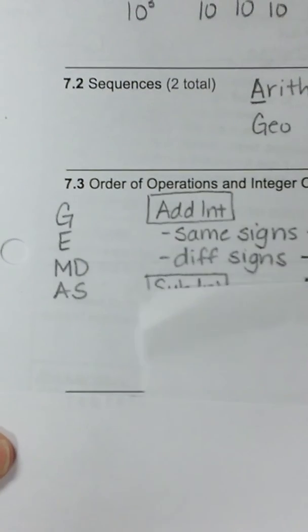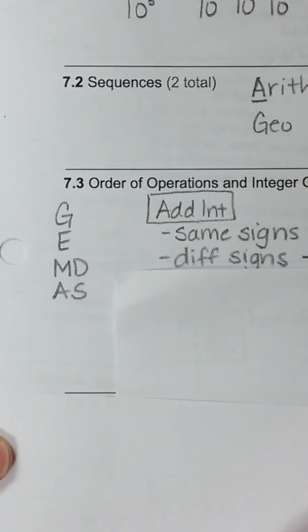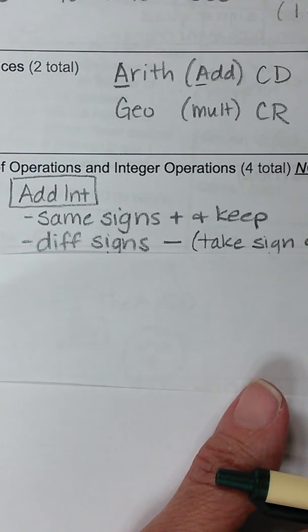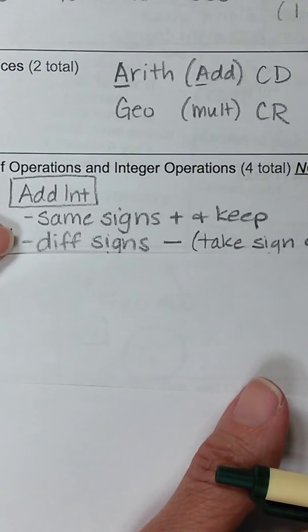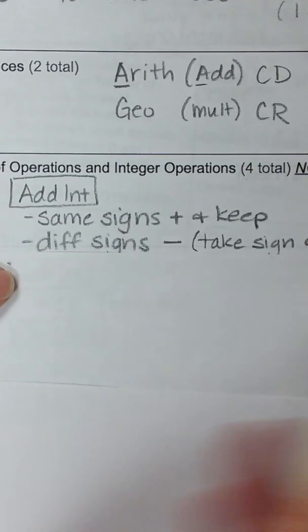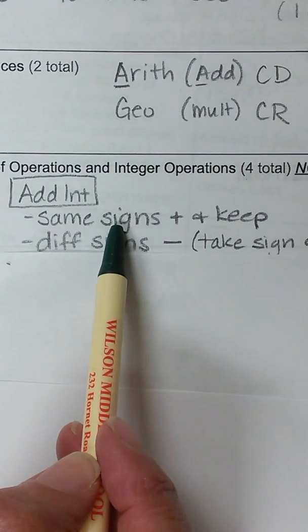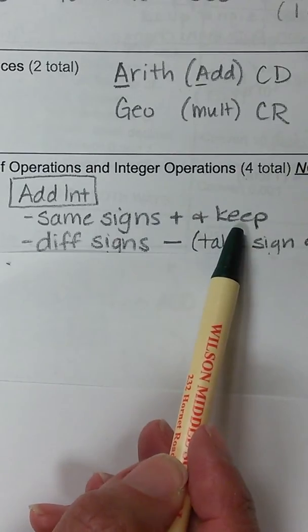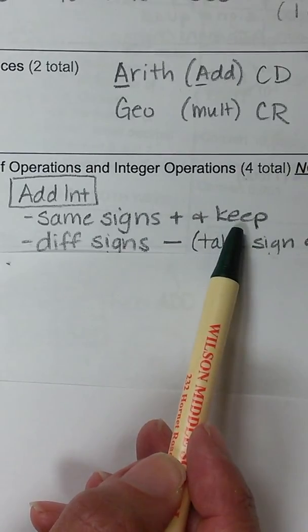The next one as we go through is adding integers. Boy, if you can remember that song, it's really going to help. If you don't like the song, I'm not going to sing it to you, by the way. That's okay, but you need to remember that if you have the same signs in the problem, you add those two numbers and keep the sign of them because you have the same sign.